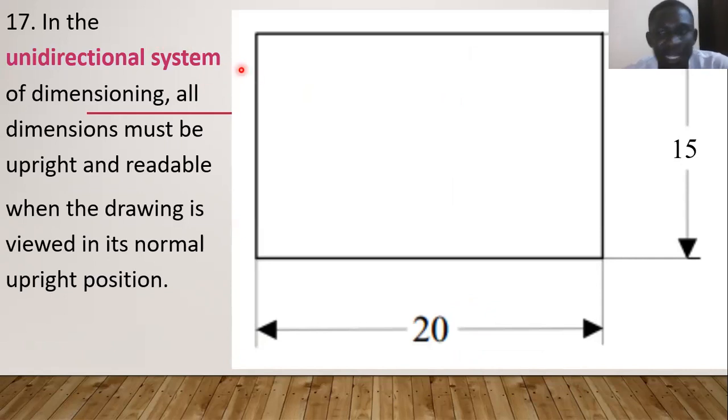Now, at this point, I want to mention that there are two systems of dimensioning. There is a unidirectional system. In the unidirectional system, your lettering or the numbers that describe the size of whatever dimension you are showing should flow in the same direction. So here we have our 20 going in the horizontal direction, and then our 15 also in the horizontal direction. All dimensions must be upright and readable when the drawing is viewed in its normal upright position.